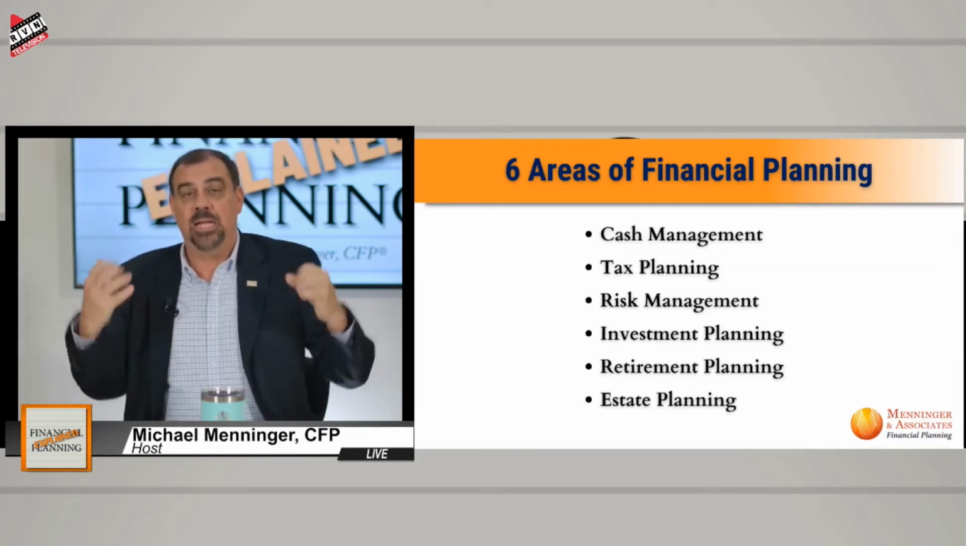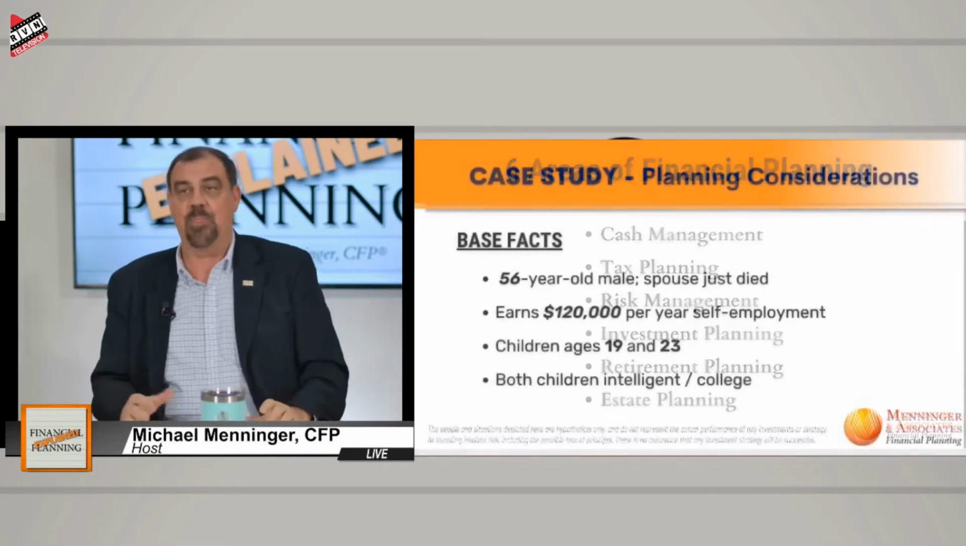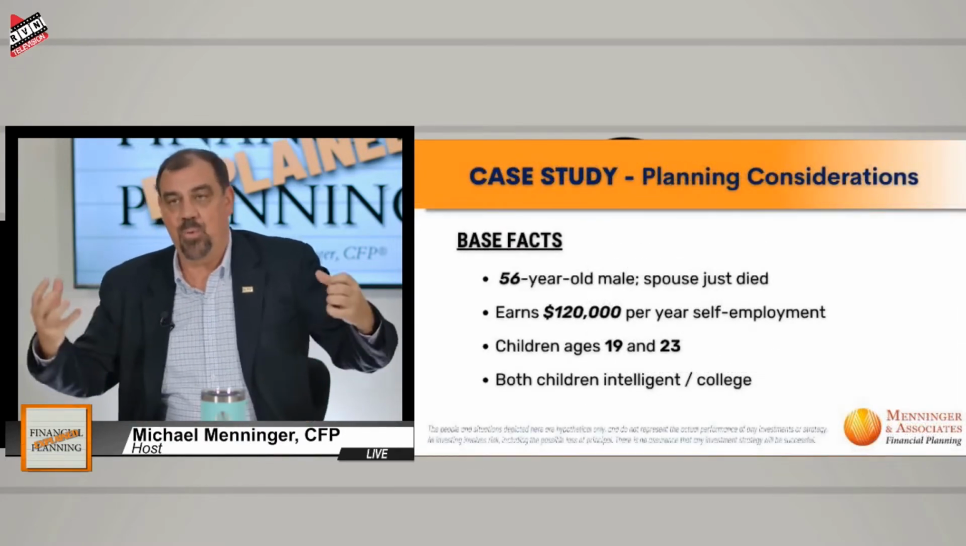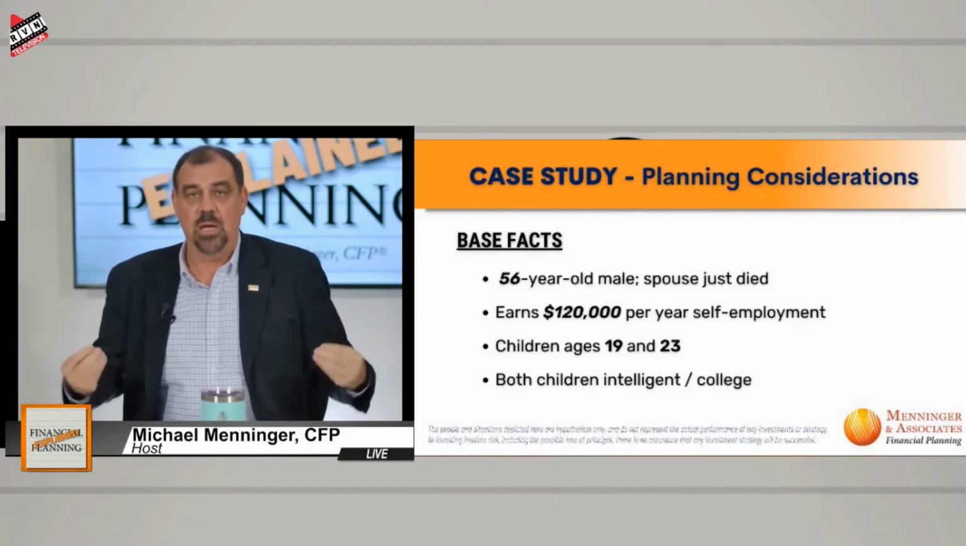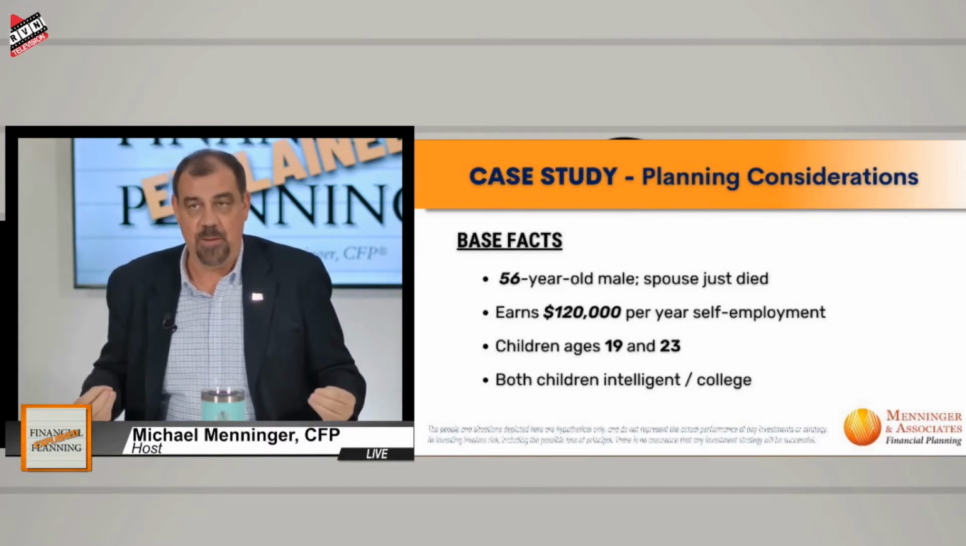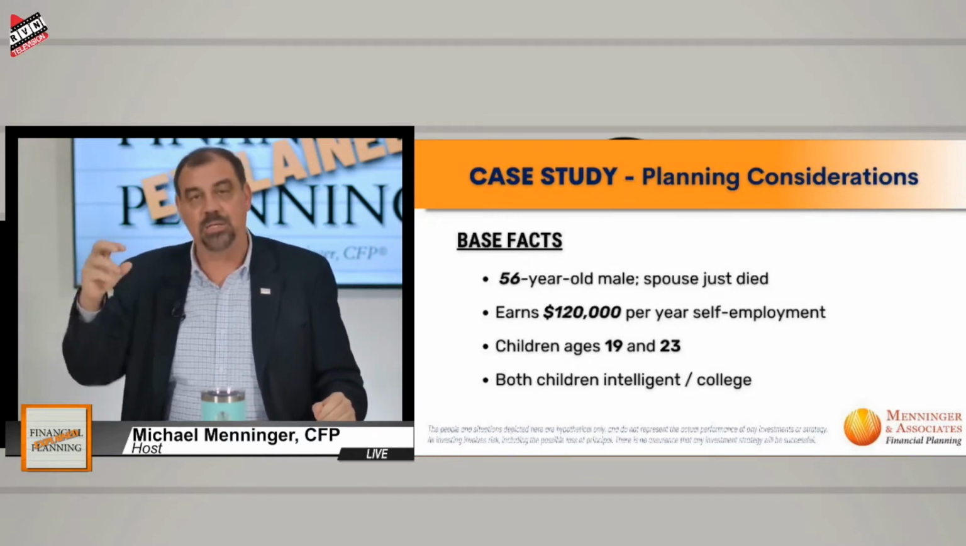So let's talk about this particular case study. Okay, so what we have here is a 56-year-old male who, unfortunately, his spouse just died. Okay, he makes about $120,000 a year, and he's self-employed.